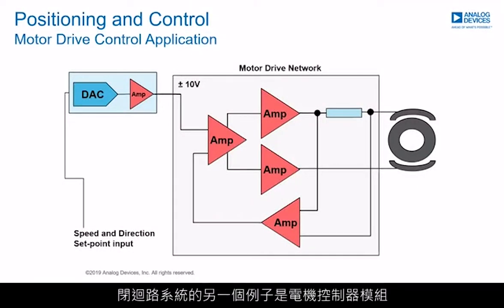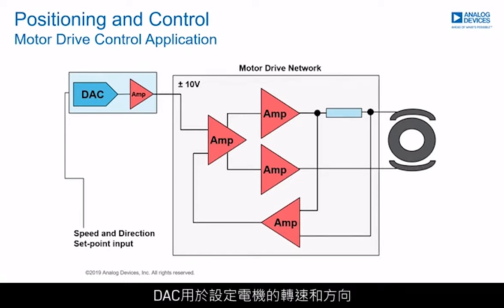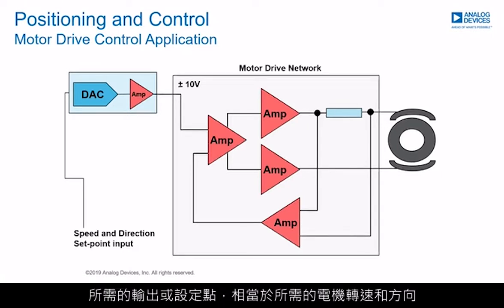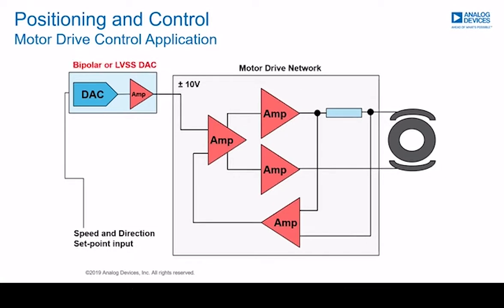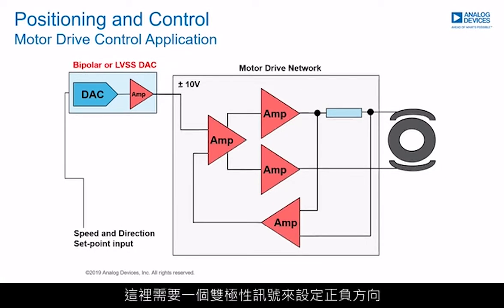Another example of a closed-loop system is a motor controller module. The DAC is used to set the motor rotation speed and direction. The desired output or set point, equivalent to the desired motor speed and direction, is set by the DAC and is then applied to the motor driver network. A bipolar signal is required here to set the positive and negative direction, which is why bipolar DACs are preferable. If an LVSS DAC is used, then an amplifier is needed to change the signal to bipolar.